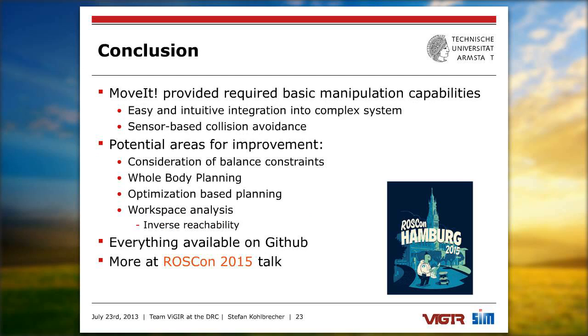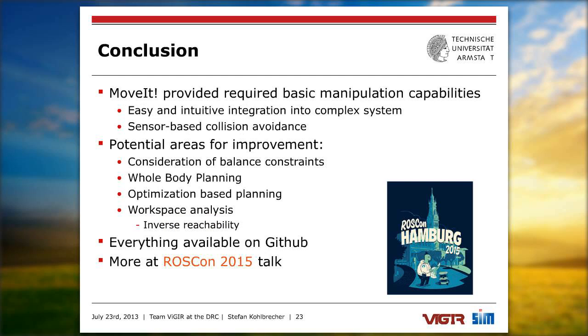So to quickly conclude, MoveIt provided the required basic manipulation capabilities we were searching for. It was very easy to integrate and also use as a library in other parts of the system beyond pure planning. And the very good thing about it is the sensor-based collision avoidance.